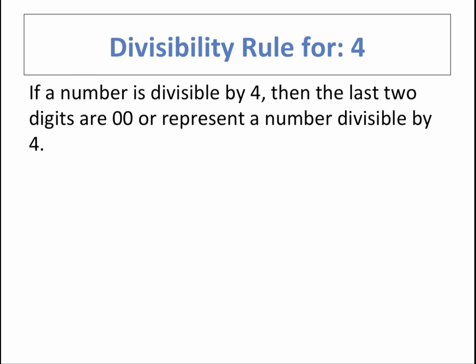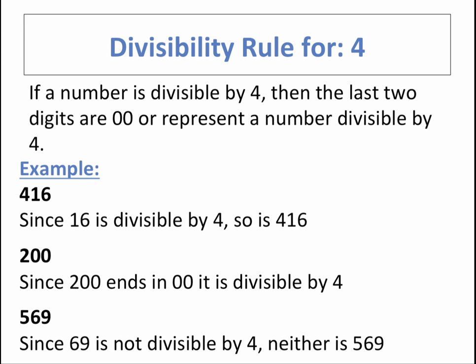The divisibility rule for 4 is something you won't use as much as some of the other ones because you can always break something down by 2 and then by 2 again. But to determine if something's divisible by 4, you look at the last two digits. If those two digits are 0, 0, or a number that is divisible by 4, then the bigger number is also divisible by 4. So for example, if we have the number 416, we look at the last two digits, 16, and that represents a number divisible by 4. So then 416 will also be divisible by 4. Anything ending in 0, 0, like 200, is divisible by 4.